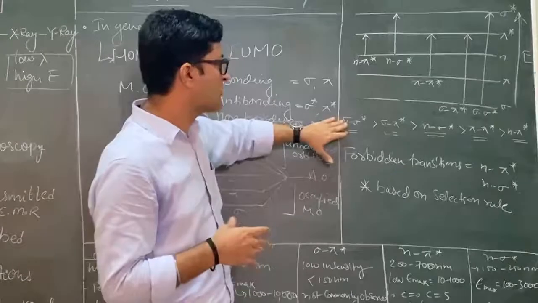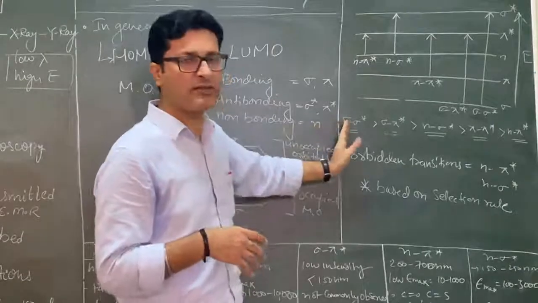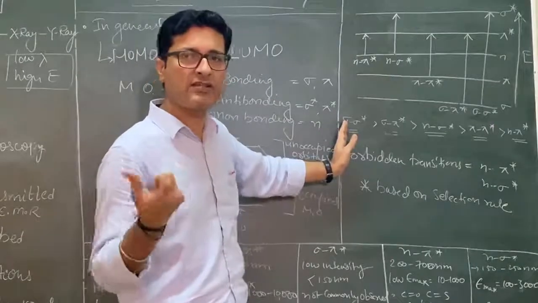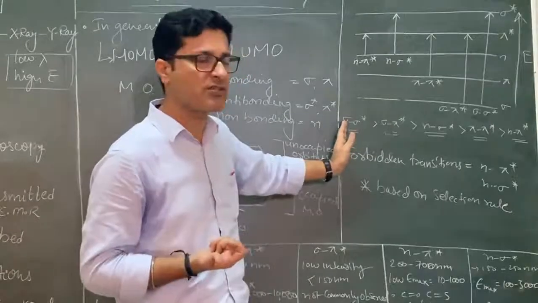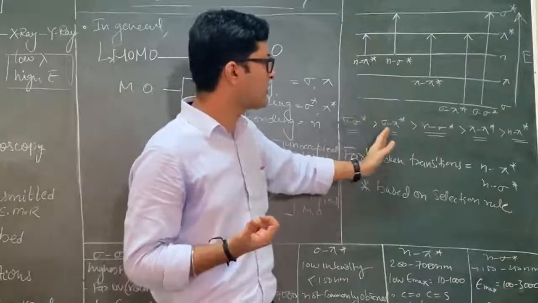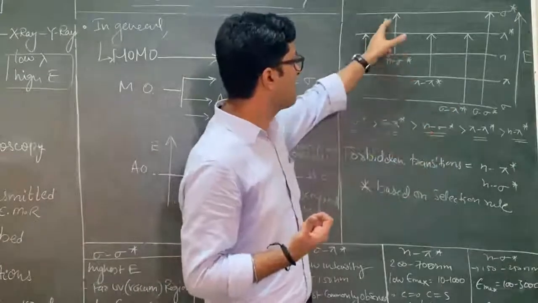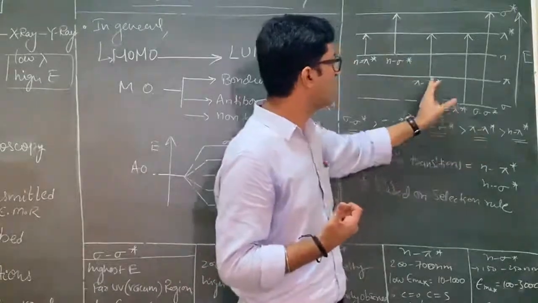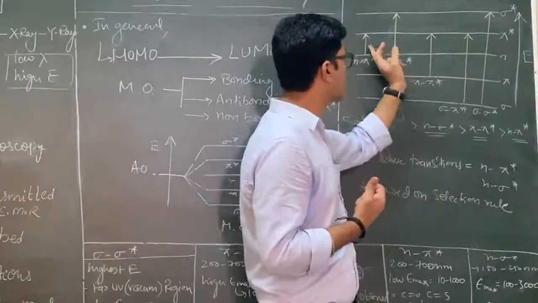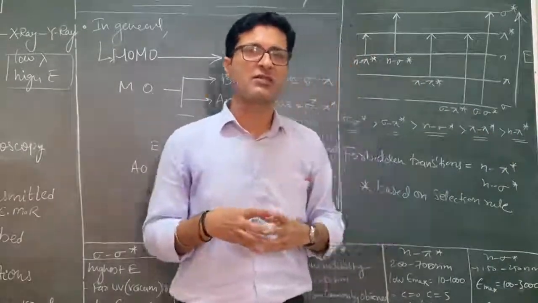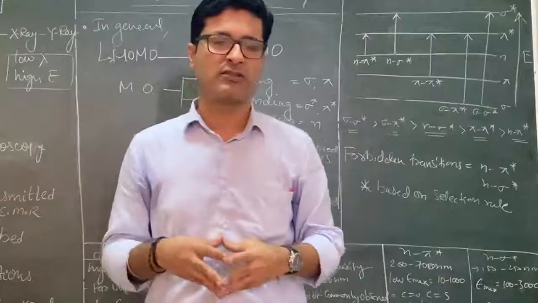So the first is the sigma to sigma star, which requires the highest amount of energy to cause the transition. Then we have the sigma to pi star, then the n to sigma star, then the pi to pi star, and last is the n to pi star. So the smallest amount of energy is required in the n to pi star transition.